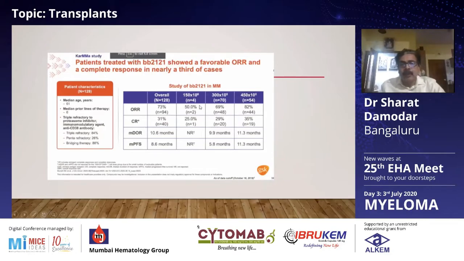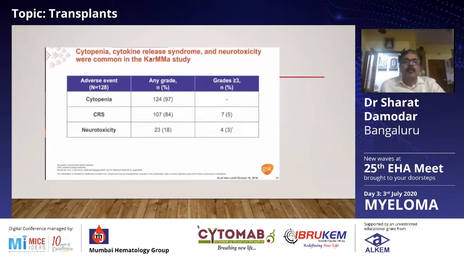When you broke it down into the individual doses, you saw that the cell dose of 450 to 10 to the power 6 did the best. You had about 82% overall response rates, 35% CRs, and a longer duration of about 11 months in the median duration of response and the progression-free survival. So clearly it is dose dependent, and the higher cell dose made some sense in trying to get a better response. What about the side effects?